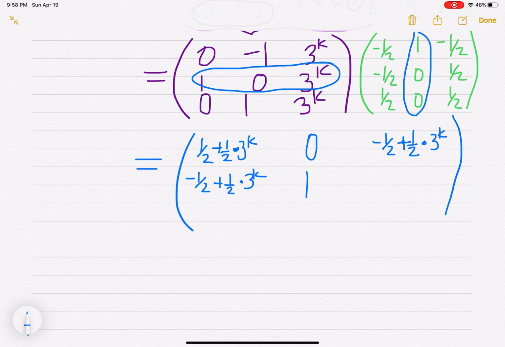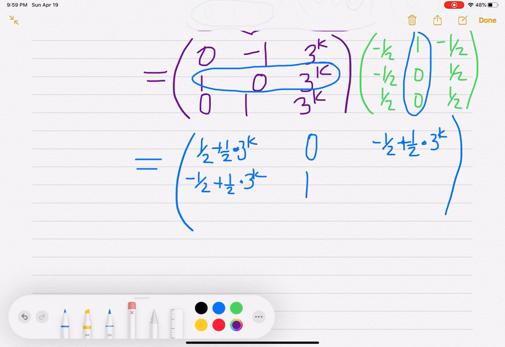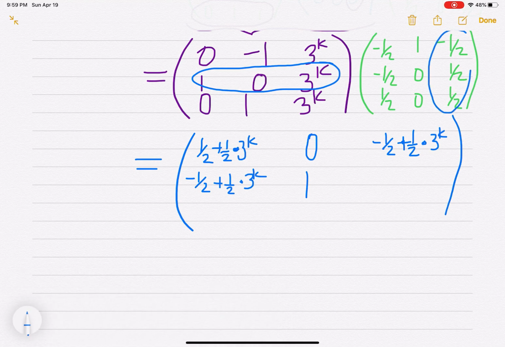All right, let's do second row, third column. There it goes. Second row, third column. 1 times negative 1/2 is negative 1/2. 0 times 1/2 is 0. 3 to the k times 1/2 is 1/2 times 3 to the k.